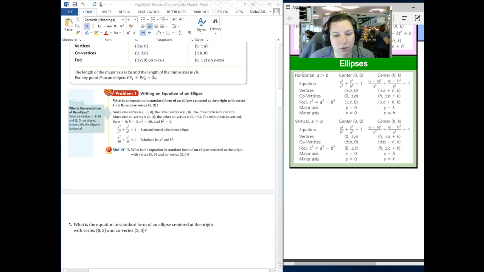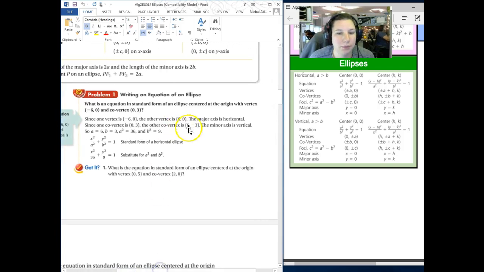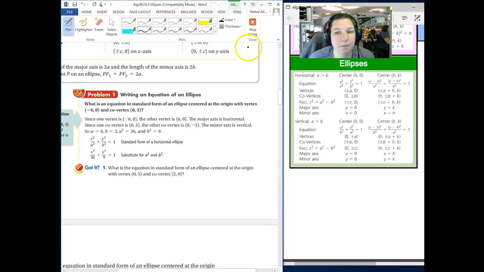So let's try writing an equation of the ellipse. What is an equation in standard form of an ellipse centered at the origin, with a vertex of -6, 0 and a co-vertex of 0, 3? If I compare my vertex and my co-vertex, the bigger value is going to be my major axis, and the other one is going to be minor.